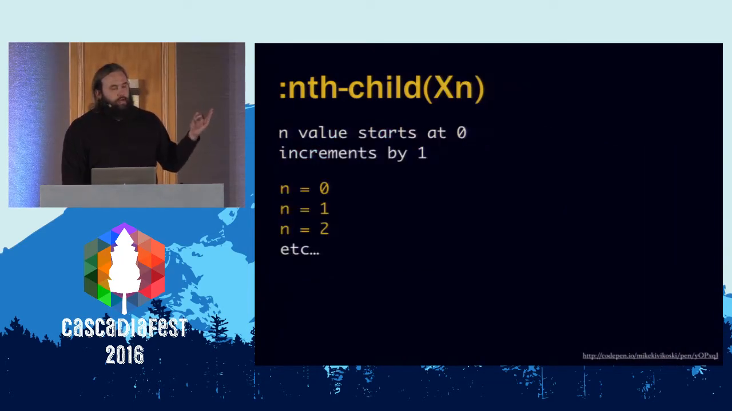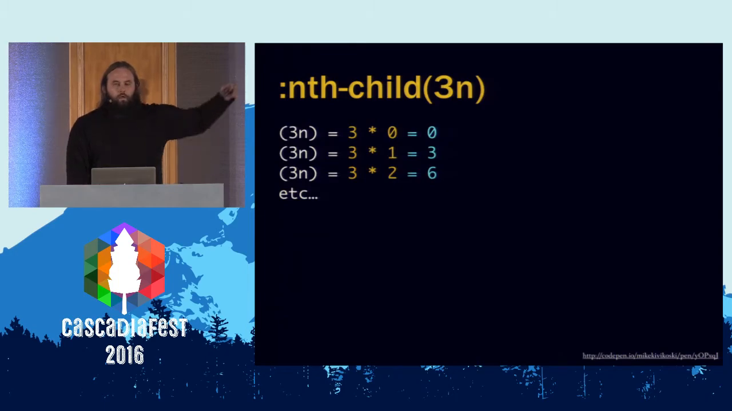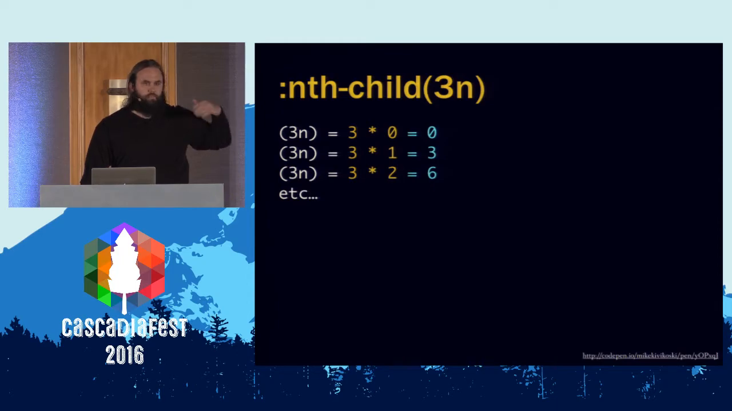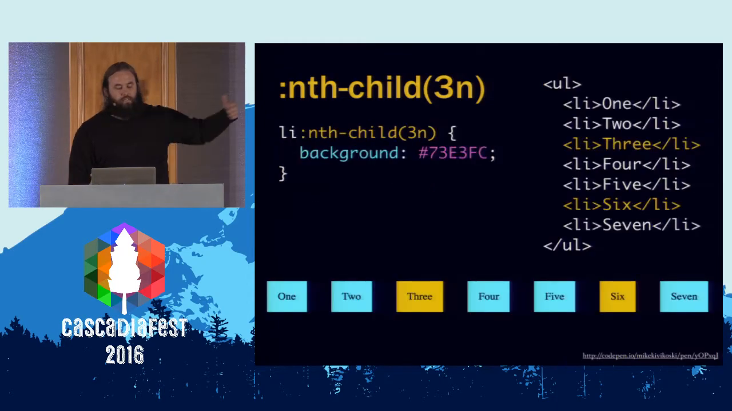You can also add in the n variable, and the n value starts at 0 and basically increments up by 1, and then we use order of operations. So n equals 0, n equals 1, n equals 2. If we have nth child 3n, the way it's going to count is 3 times 0 is 0, 3 times 1 is 3, 3 times 2 is 6, 3 times 3 is 9, etc., etc. And that's how it's going to break out and pick your elements.